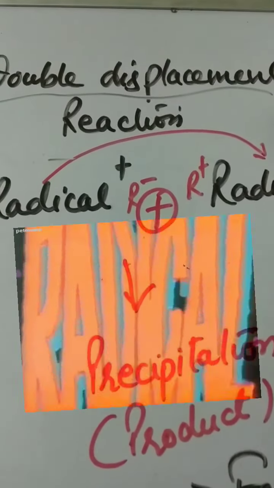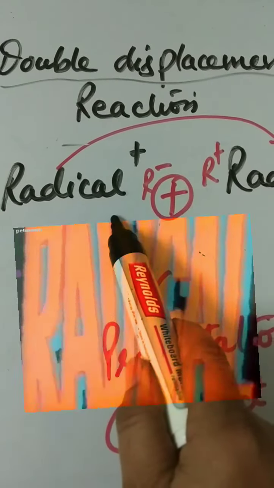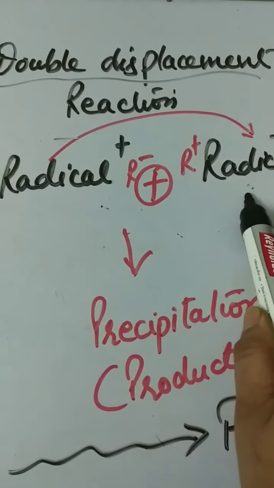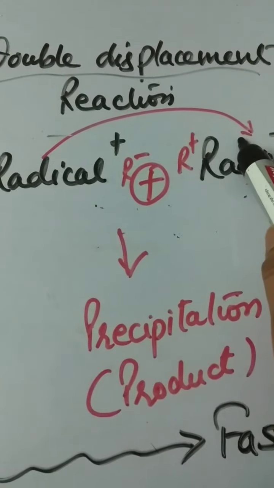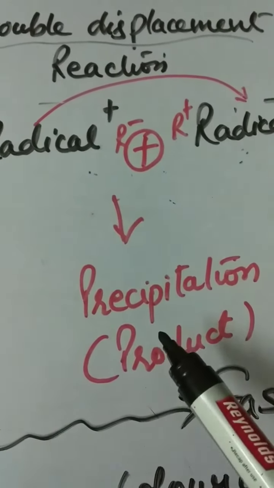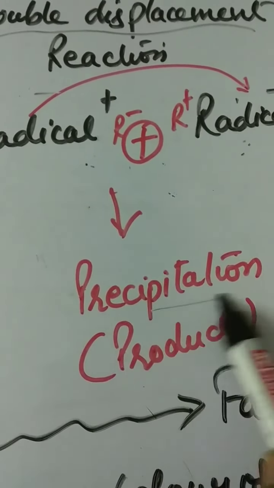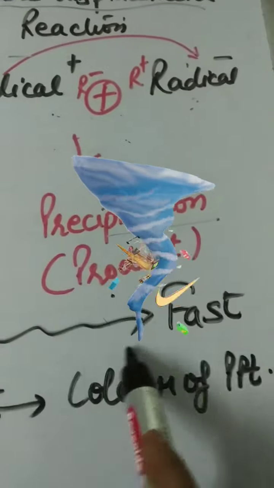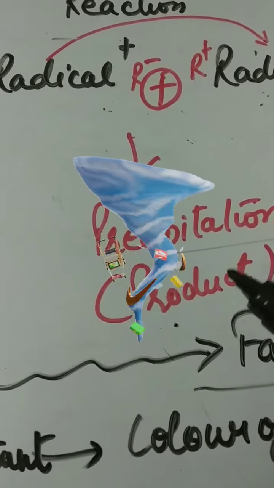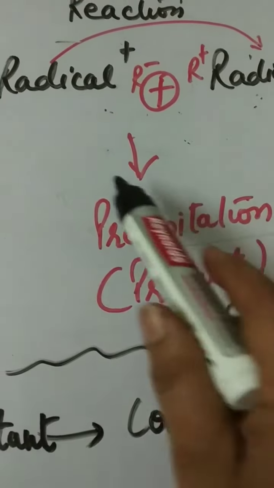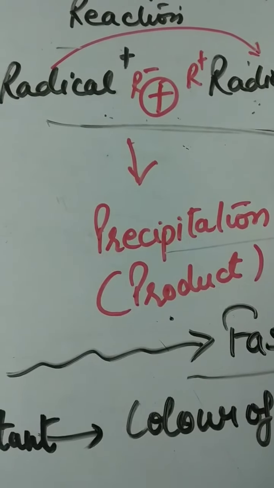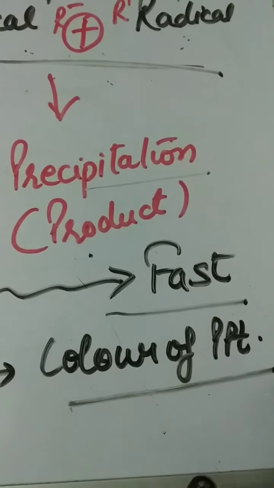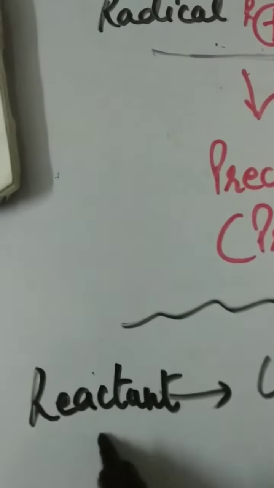Double displacement reaction: the positive radical and negative radical of two reactants are exchanged, leading to the precipitation of product. Double displacement reactions are very fast and the precipitate is formed as soon as the reactants come in contact with each other. So the color of the precipitate is also different from the color of the reactants.